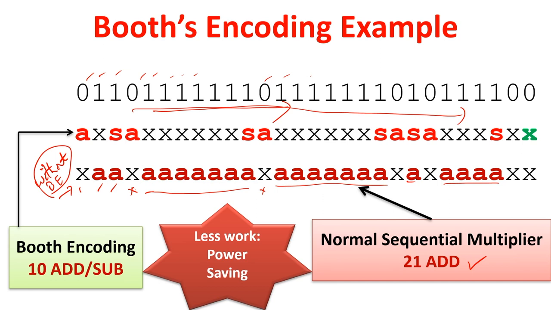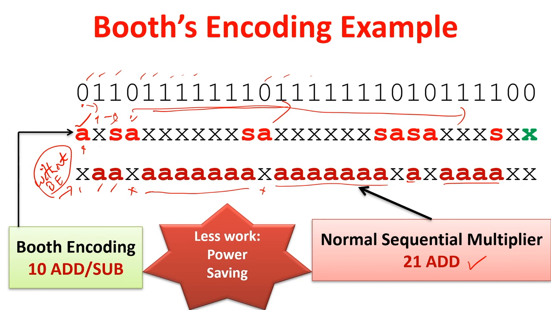Suppose we encode it using Booth encoding, then what will happen? This is the current number. Look at the next guy, the right guy. If the current is 0 and the next guy is 1, then do the addition. If the current guy is 1 and the next guy is 1, don't do anything. If the current guy is 1 and the next guy is 0, then do the subtraction. So we convert the sequence into either additions, subtractions, or don't do anything.